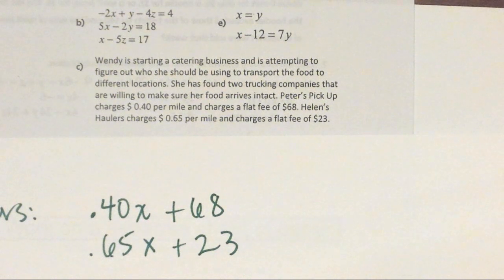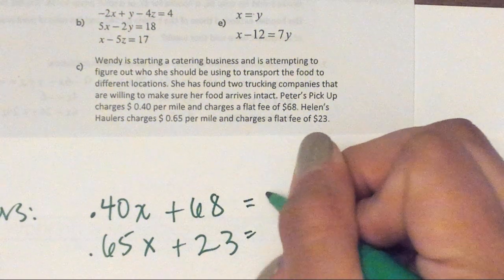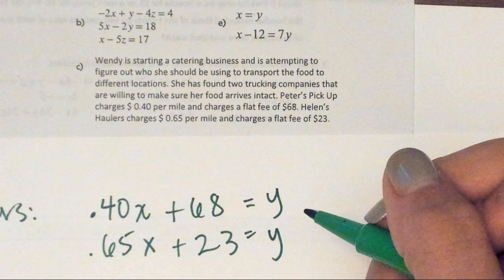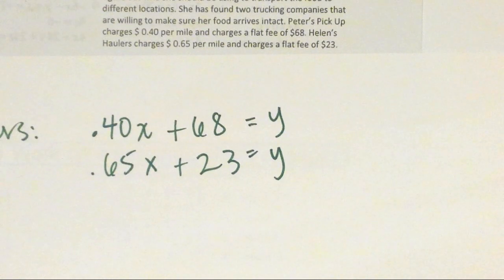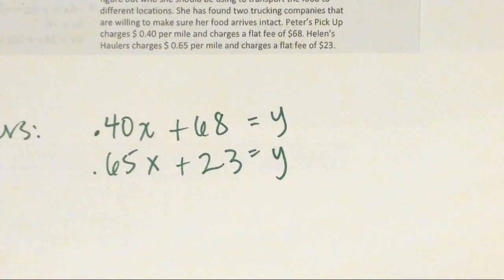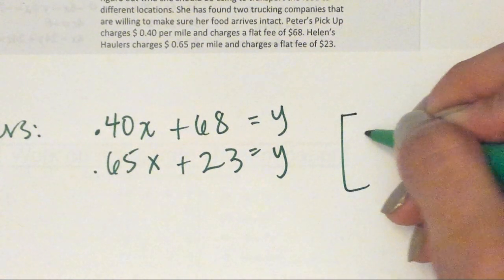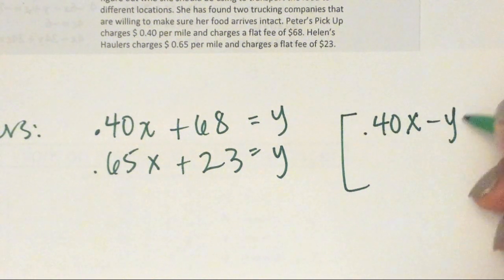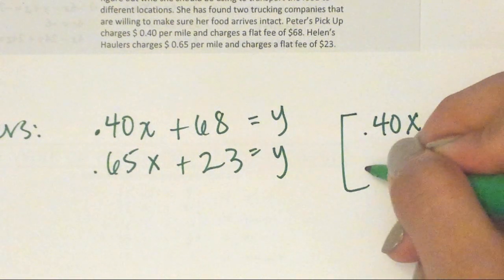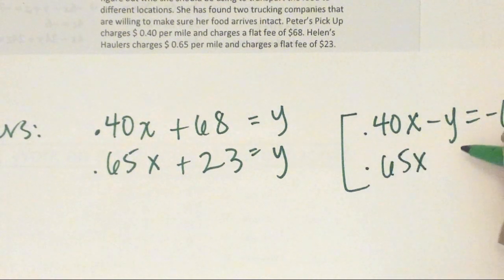So we're just setting up our matrix. I'm going to put this equal to y. Okay, so I have that set up. But remember, if I want to set up my matrix in the calculator, I have to have my x's and y's on the same side, and then my numbers on the other side. So I'm going to rewrite it like this. 0.40x minus y equals negative 68. And I'm going to write 0.65x minus y equals negative $23.